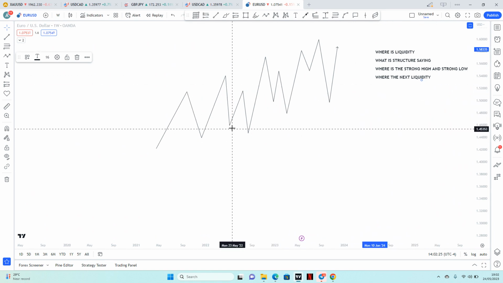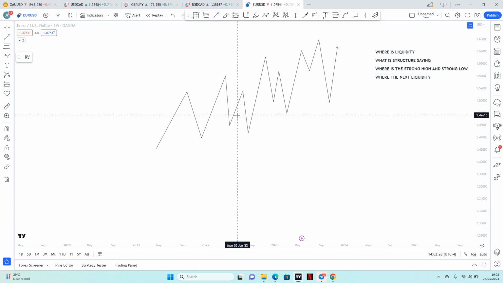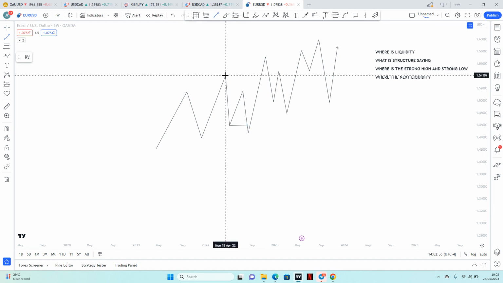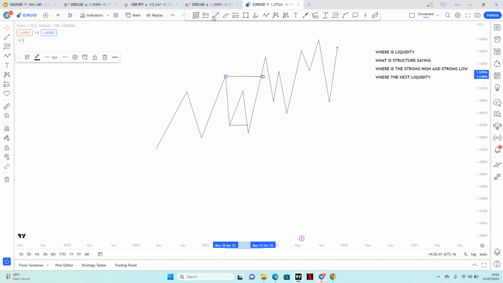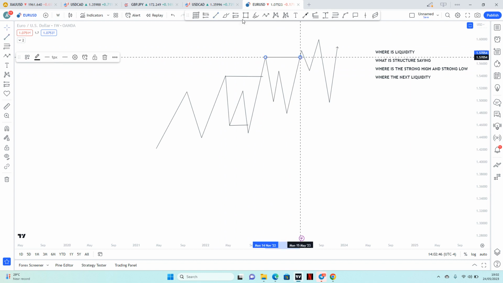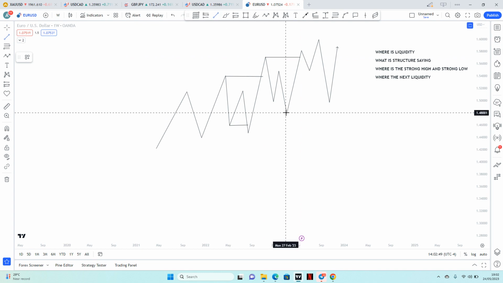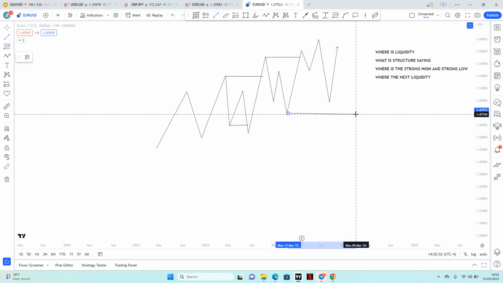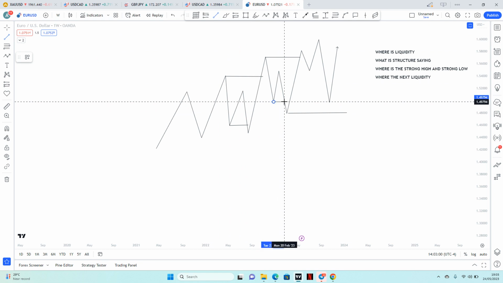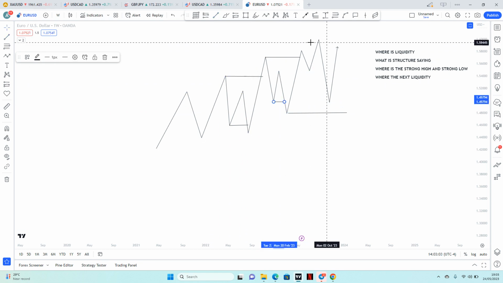For instance, let's start here. Where is liquidity? This is liquidity. And then this is liquidity. Of course, every single high and low is liquidity, so I won't really be marking all of them. This is liquidity. This is also liquidity. Every high and low is liquidity in markets.